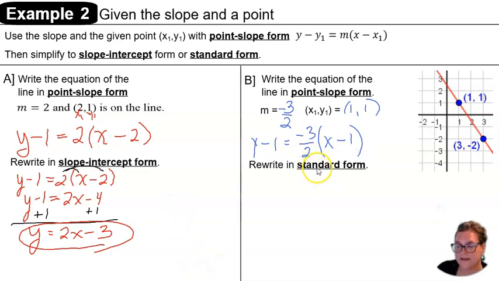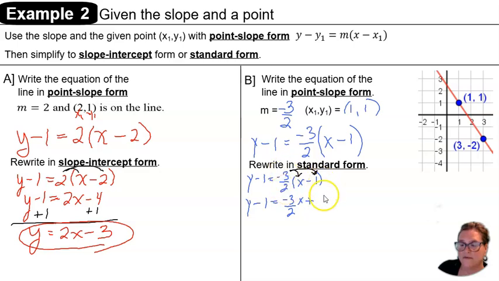Now to rewrite that into standard form, we're going to first copy down our point-slope form. y minus 1 is equal to negative 3 over 2 times the quantity x minus 1. And then we're going to simplify this by distributing that slope over the parentheses in the terms of the binomial. So we have y minus 1 is equal to negative 3 over 2x. Then a negative times a negative is a positive, and 3 halves times 1 is 3 over 2.